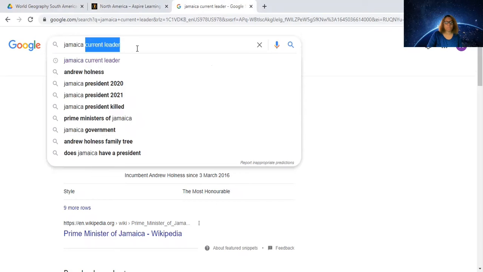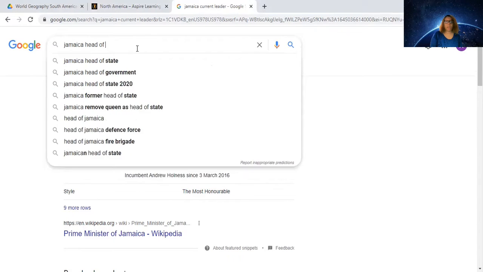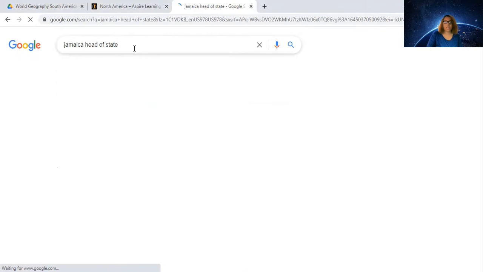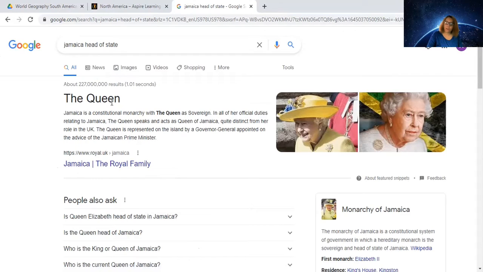Let's see, Jamaica head of state. So he's the head of government. But oh, look here, who is the head of state is the Queen. So I kept noticing this, especially with a lot of the Caribbean countries, and I thought it was very interesting. And so I realized there's a difference between head of state and head of government.